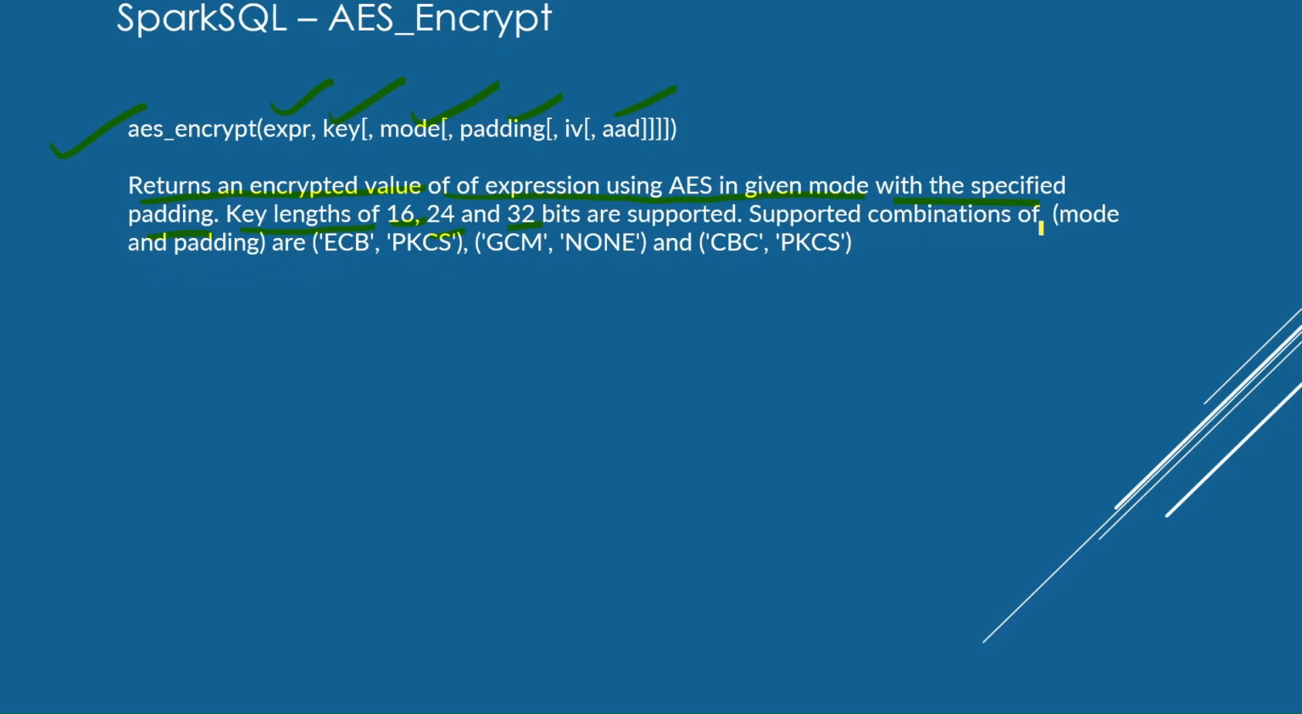The mode and the padding which it supports are ECB with PKCS. ECB is a mode and PKCS is the padding. GCM is the mode and none is the padding, and CBC is a mode and PKCS is a padding. These are a couple of combinations of mode and padding which are supported by AES encrypt in Spark SQL.